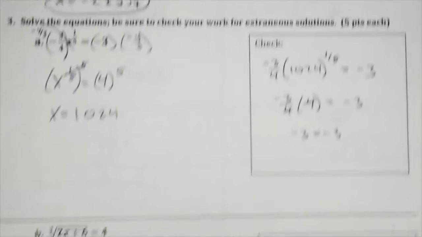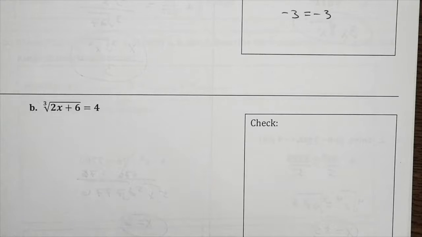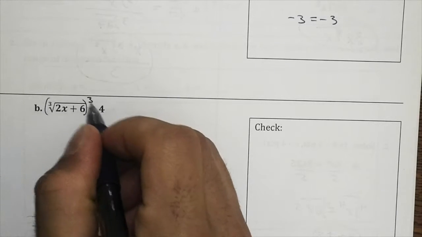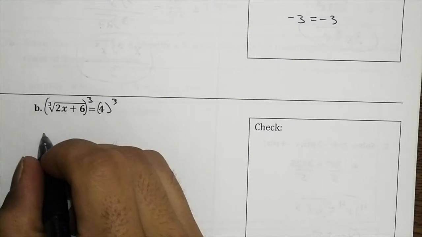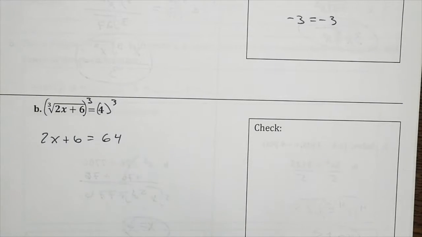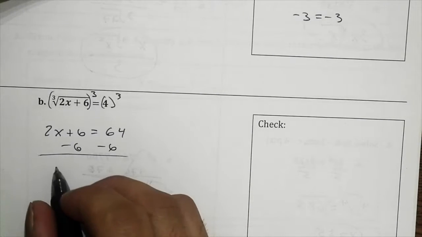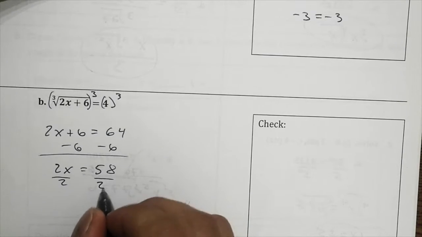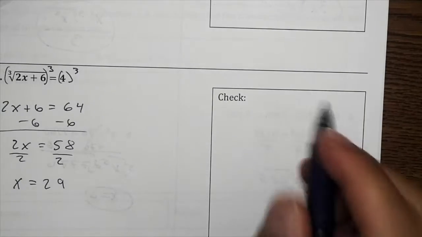All right, looking at the next one. The radical is by itself already. We want to get rid of the cubed root, so I'll raise it to the power of 3, which is the index. So I'm going to get 2x plus 6 equals 64. Minus 6, minus 6. So that gives us 2x is equal to 58. Divided by 2, divided by 2. x equals 29. So I'm going to take that value and plug it into the original.